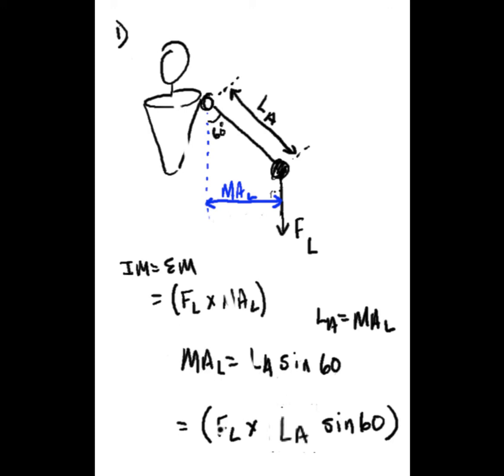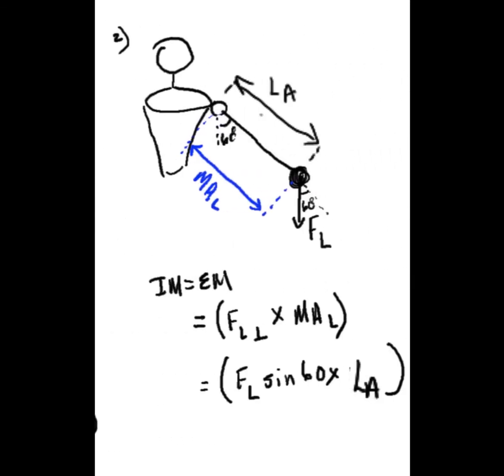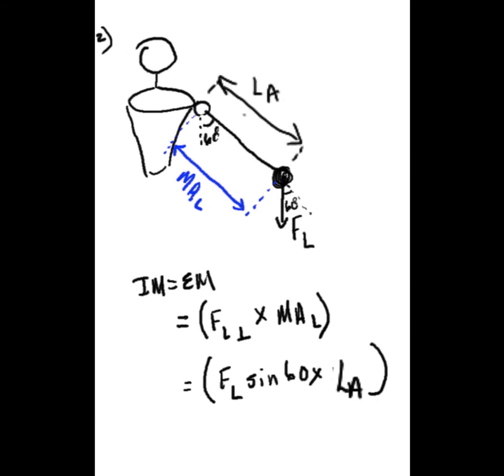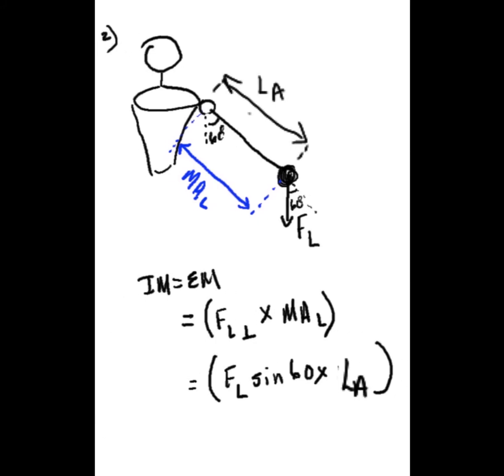Then we plug that into our external moment equation. We get the force of the load times the moment arm, which is the length of the arm times sine 60. Okay, so that all makes sense. So let's look at it done just a little differently. The same exact situation, but done a little differently.